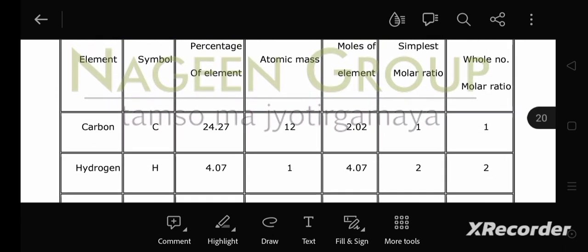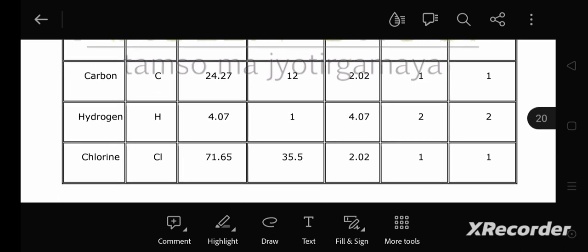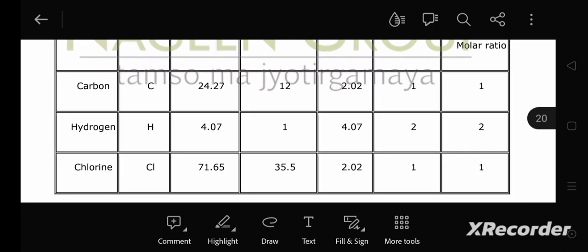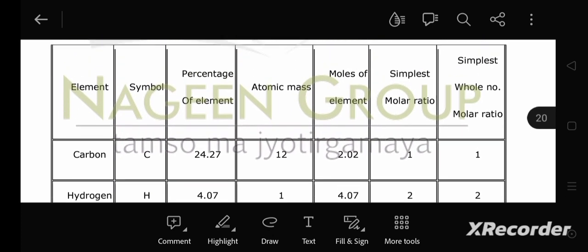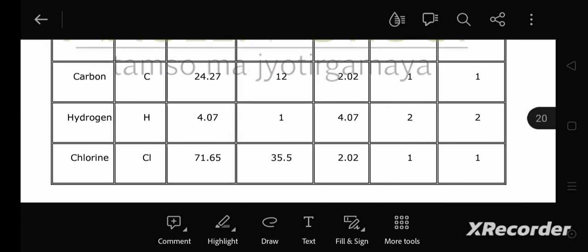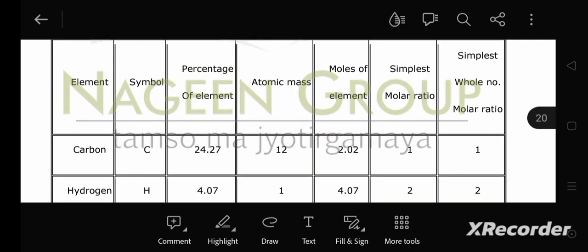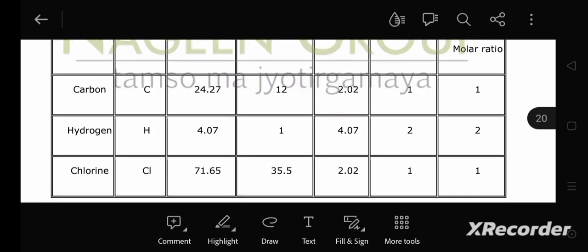Now the symbols are C, H and Cl. Next is the percentage of elements: carbon 24.27, hydrogen 4.07, chlorine 74.65%. Now atomic mass: carbon is 12, hydrogen 1, chlorine 35.5.